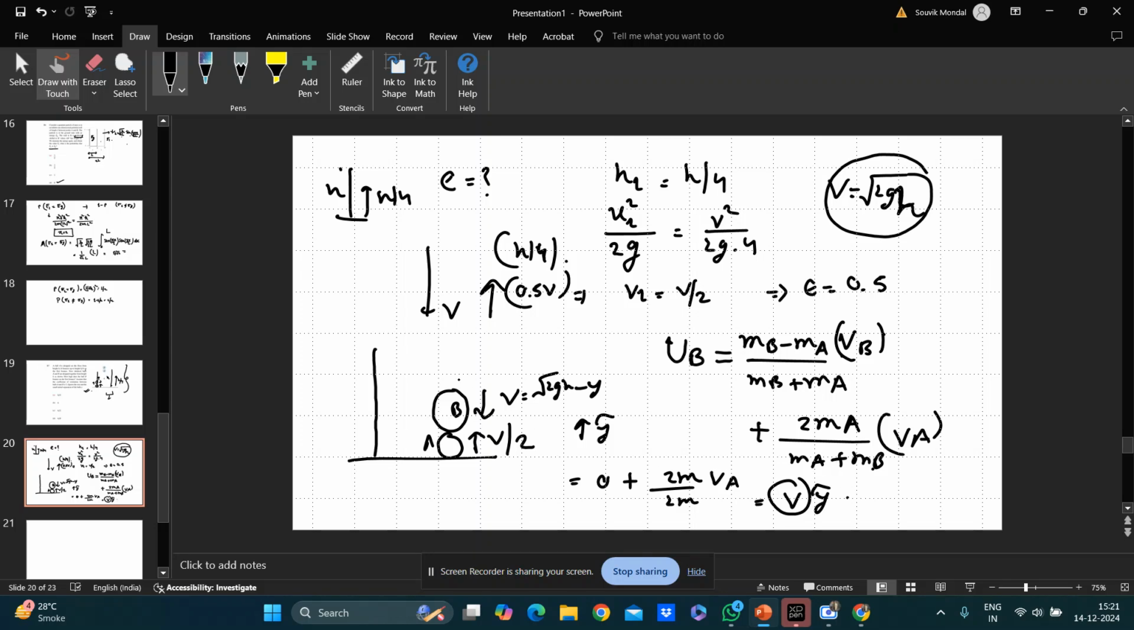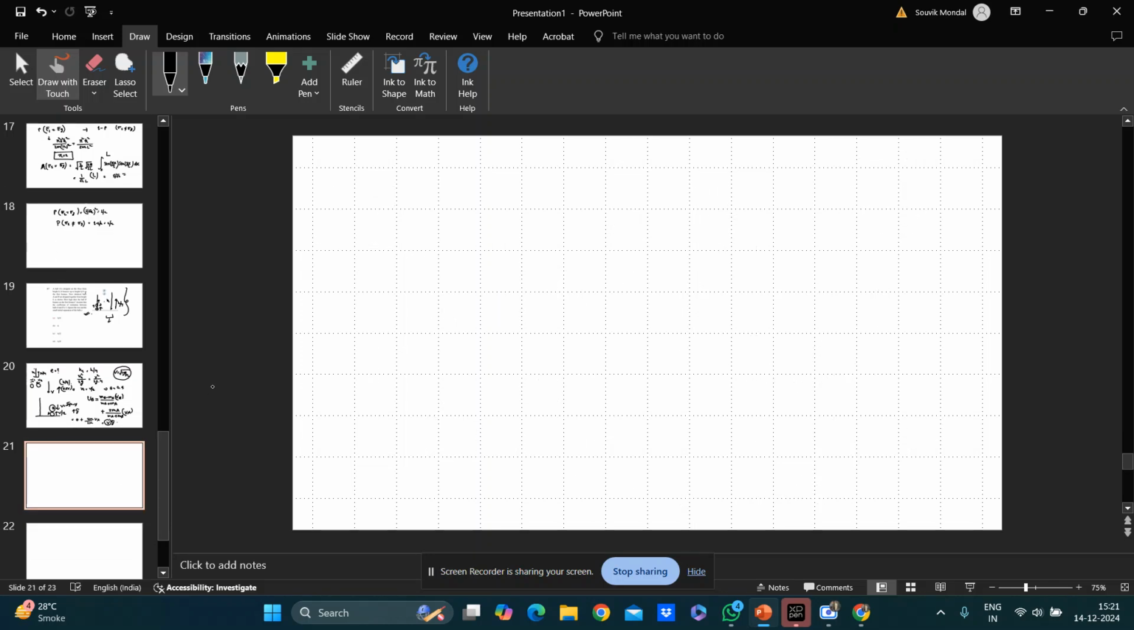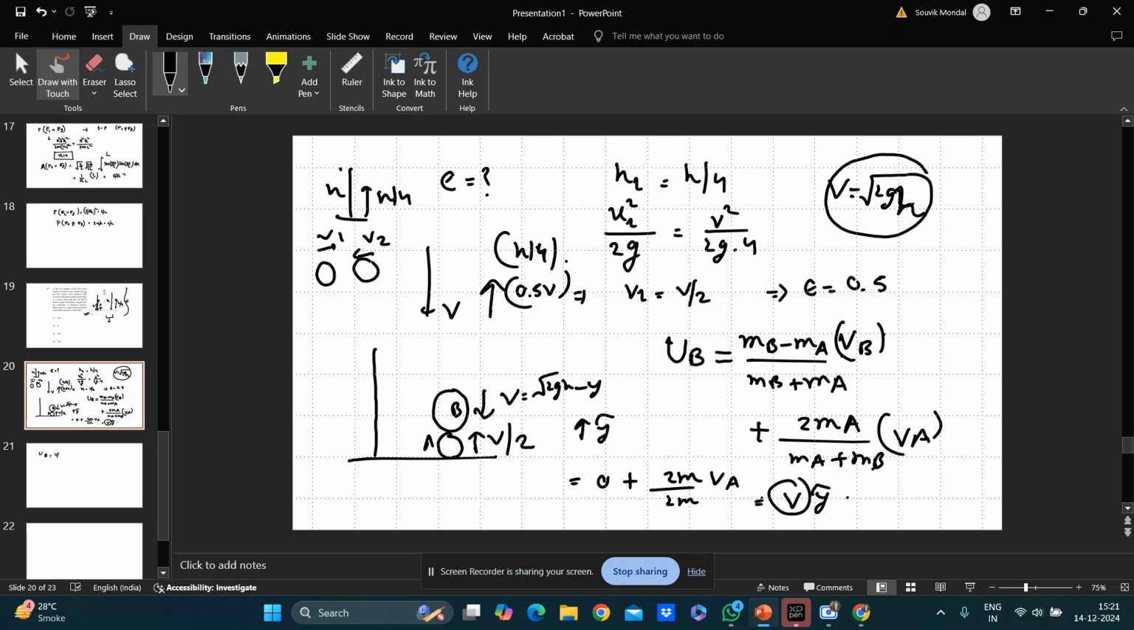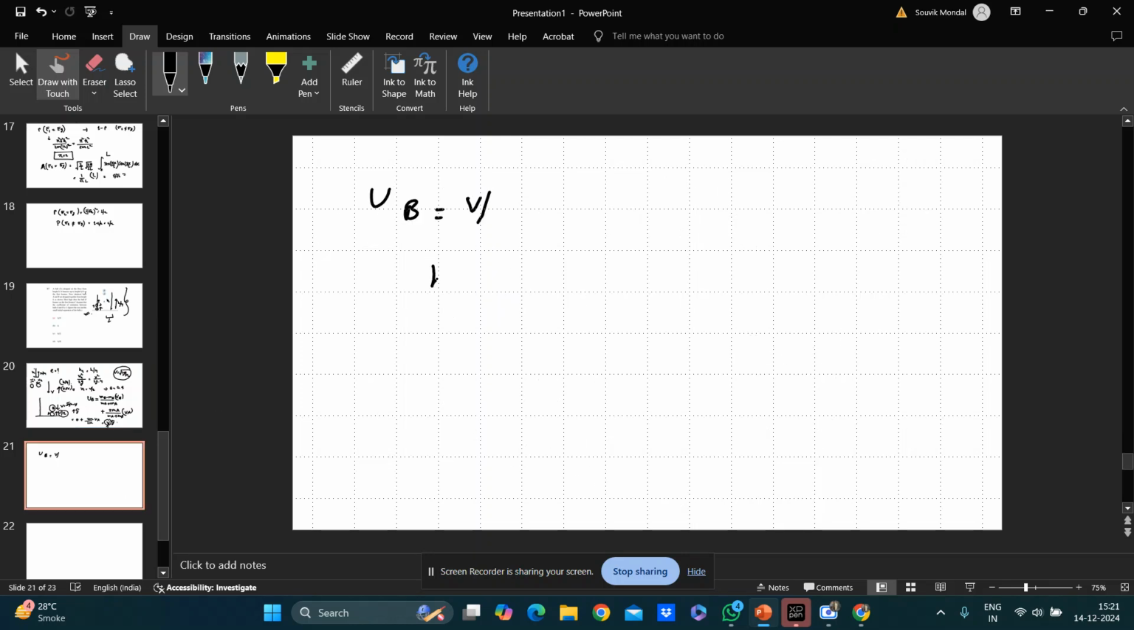If you know the theorem also, when two equal masses with some velocities v1 and v2 moving toward each other go through an elastic collision, their velocities will be exchanged. You learned this in class 11. So B will move up with a velocity v by 2. So what is the height of B? That is v squared by 4 into 2g, that is h by 4.